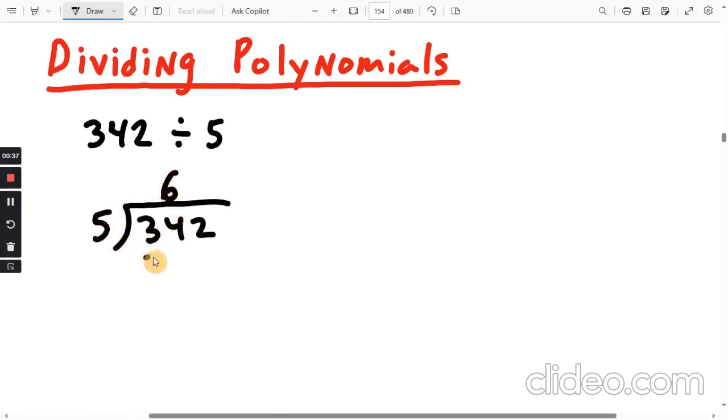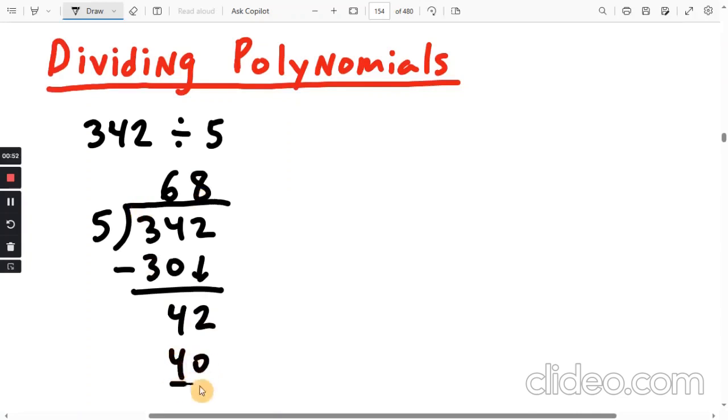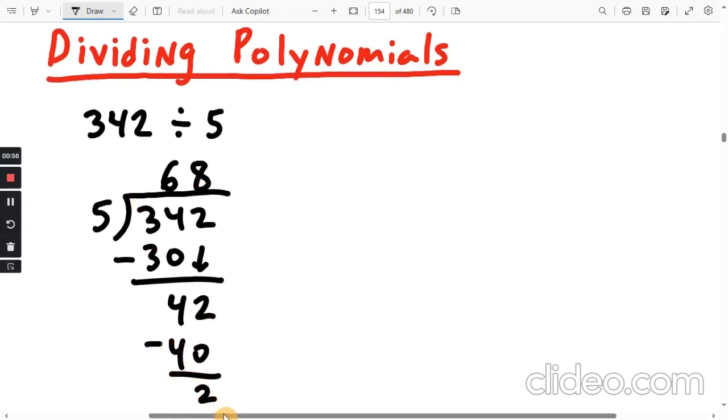6 times 5 is 30. And then you subtract: 34 minus 30 is 4. Bring down the 2. 5 into 42 goes 8 times. 8 times 5 is 40. You subtract once again, and you have a remainder of 2. That remainder of 2 actually goes over the 5, like so. So the answer would be 68 and 2/5.